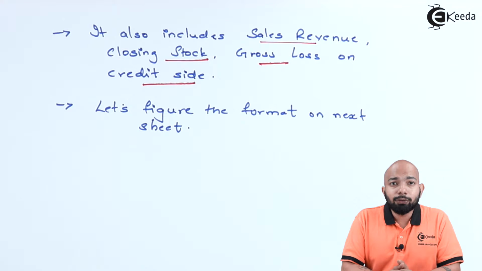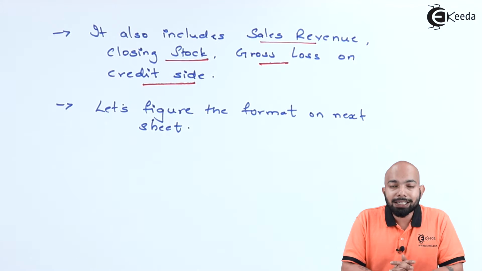On the credit side, we basically have sales, less sales return, closing stock and gross loss on the credit side of trading account. So when we talk about debit side, we'll have opening stock, purchases, returns of purchases and any kind of direct expenses like wages, outstanding wages and gross profit. However, on the credit side, we'll have gross loss, sales, returns of sales and direct incomes related to trading account.